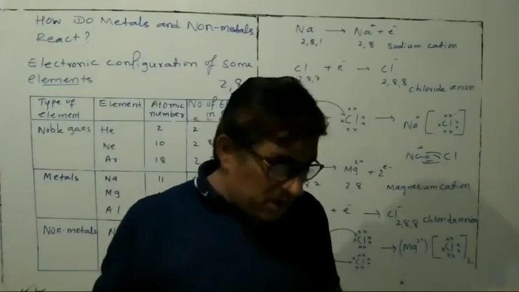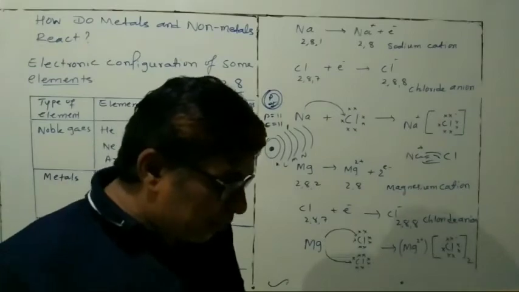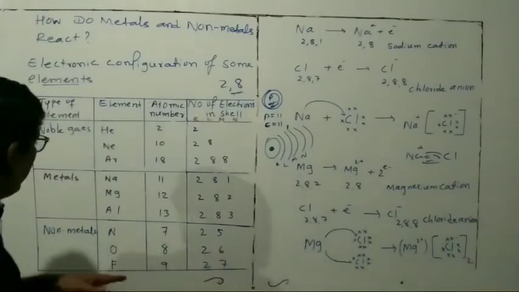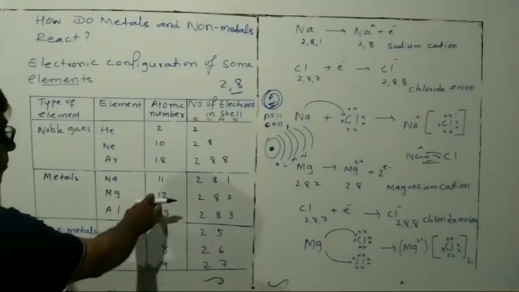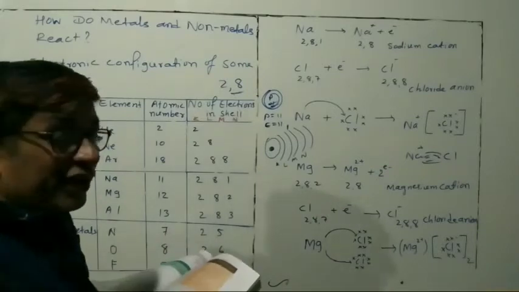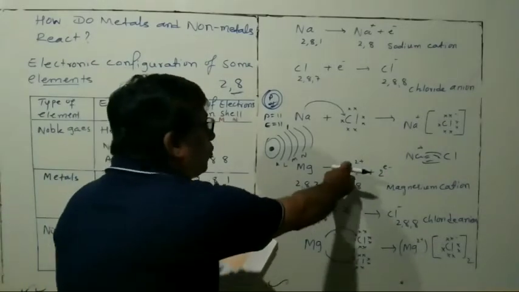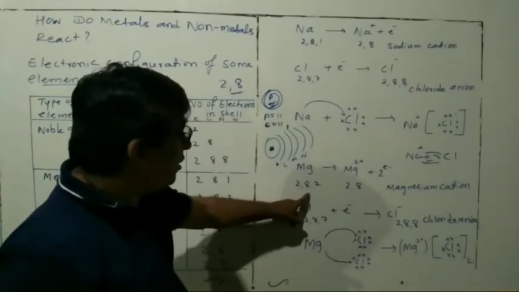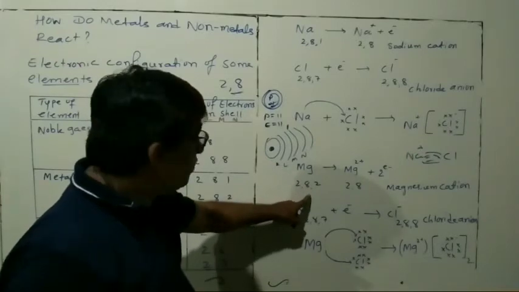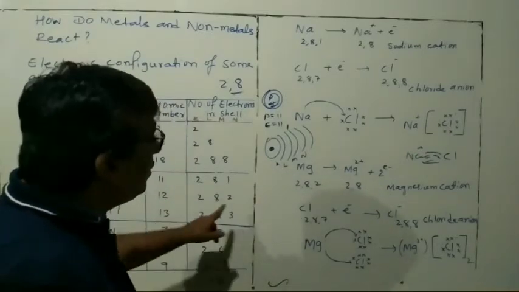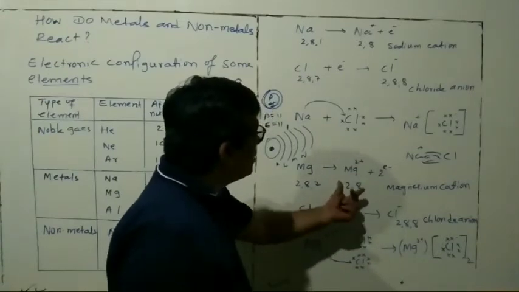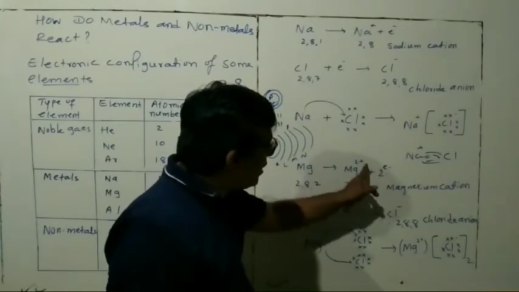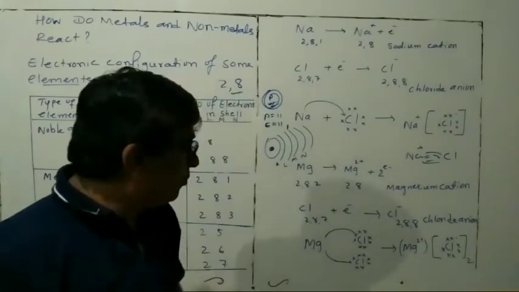Now you see another formation. Let's see another example, one more ionic compound, magnesium chloride. The atomic number of magnesium is 12, so 2, 8, 2. Ten plus 2 is 12. It has to lose 2 electrons, then it attains the octet form. So here, losing 2 electrons, magnesium becomes 2 positive.